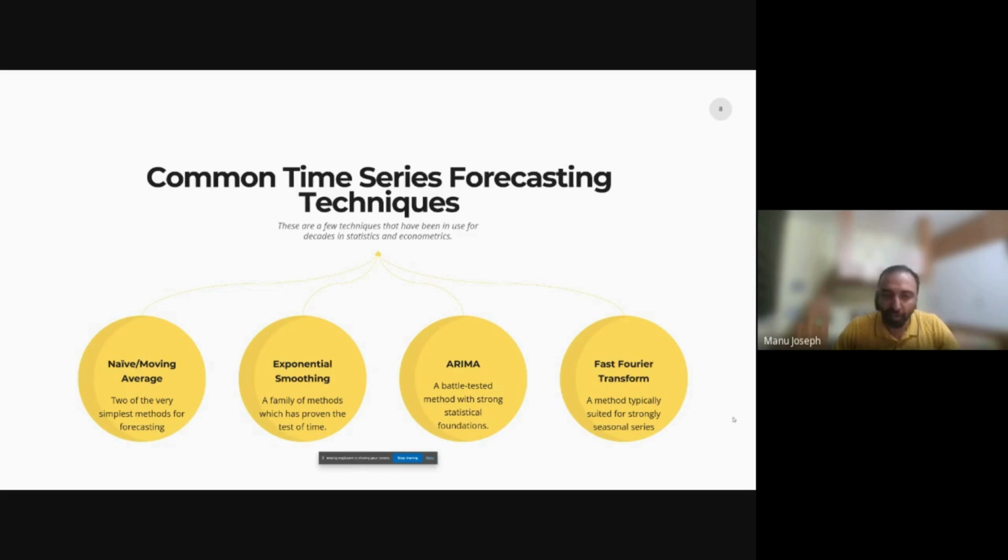You have a very rich family of methods in exponential smoothing. You have single, double, triple, and it's also a state space model, so there are a lot of combinations in there. ARIMA, as you all know, is very battle tested with strong statistical foundations. It's a method that has been used very popularly. And there are also a few methods like the fast Fourier transform or singular spectrum analysis, which are more niche and typically suited for seasonal series, etc.